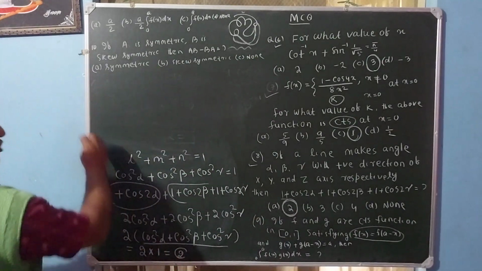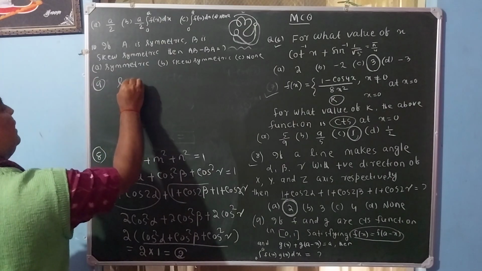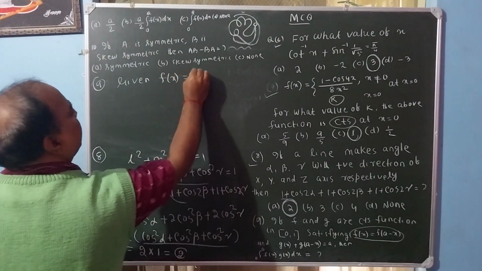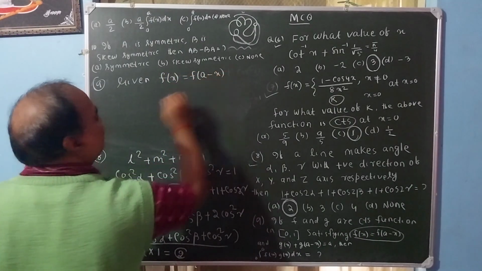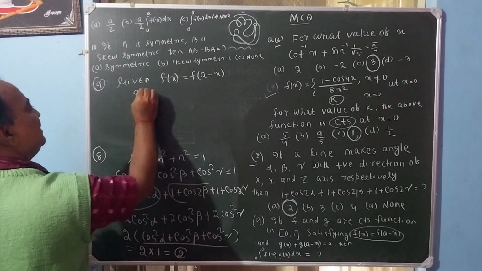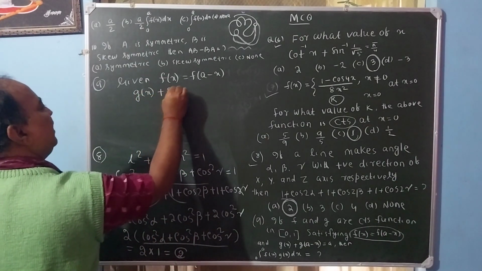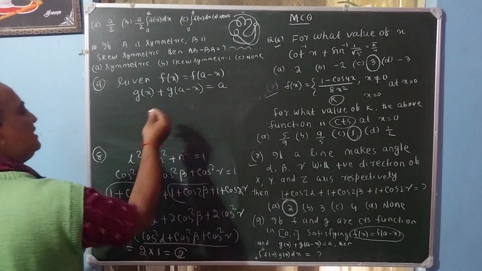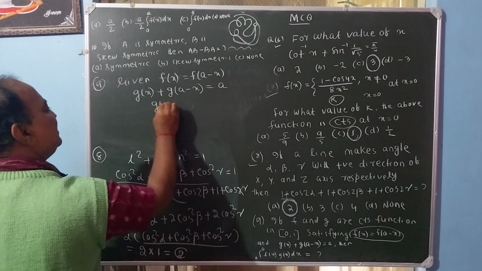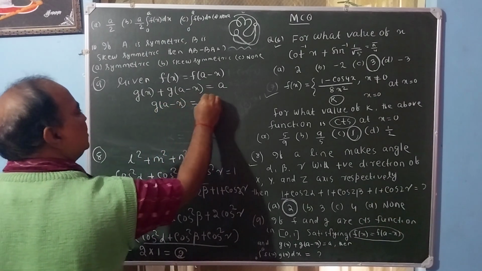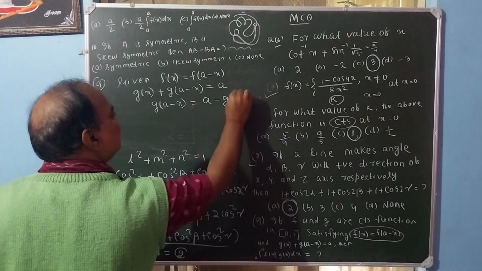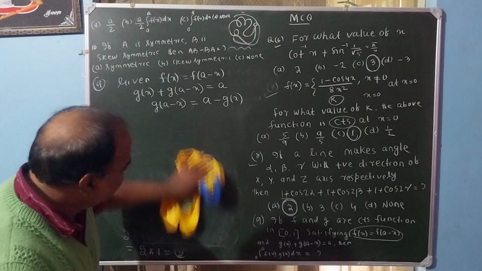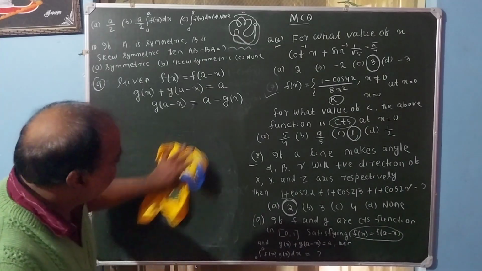Given, write down given. Question number 9. Given f(x) is equal to f(a minus x), and it is given g(x) plus g(a minus x) is equal to a. So what is g(a minus x)? g(a minus x) is equal to a minus g(x). Our aim is to find the value of the integral from 0 to a of f(x) g(x) dx.